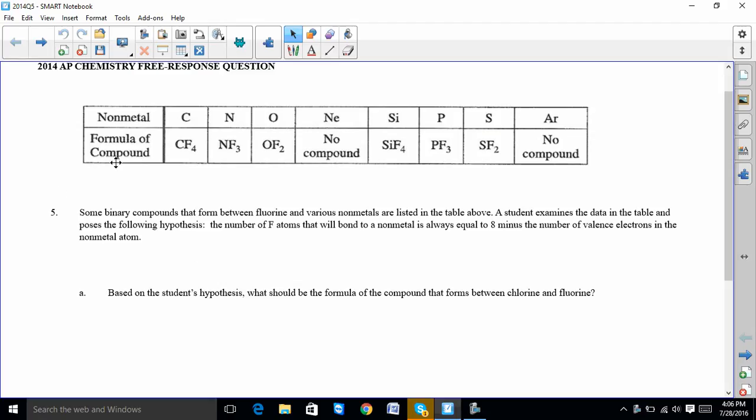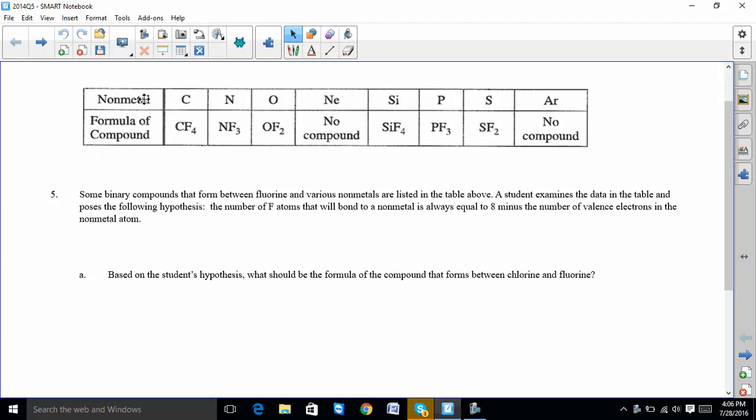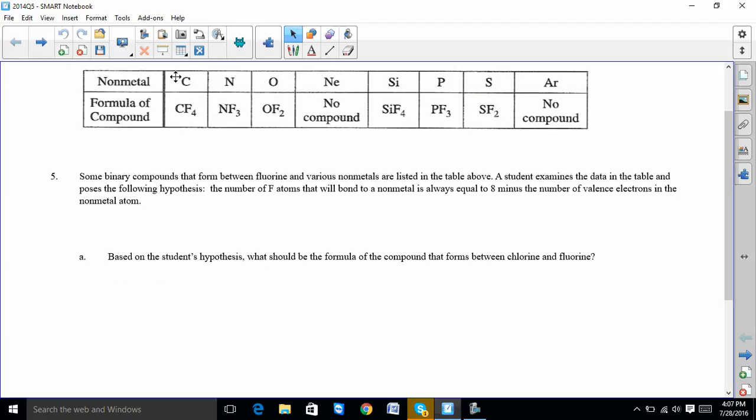You'll like that. It says, okay, so some binary compounds that form between fluorine and various nonmetals are listed in the table above. A student examines the data in the table and poses the following hypothesis. The number of fluorine atoms that will bond to a nonmetal is always equal to 8 minus the number of valence electrons in the nonmetal atom. Okay, so let's talk about this. What does that mean? Because sometimes these questions are hard. It's like my students struggle to figure out what they're asking.